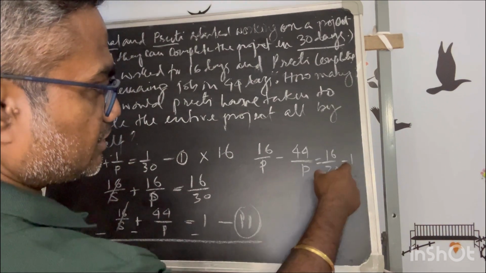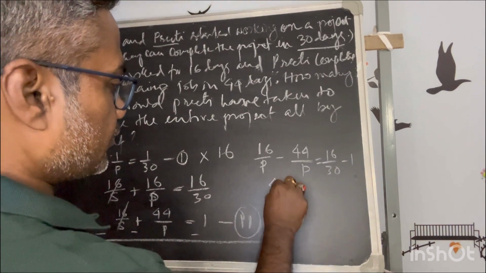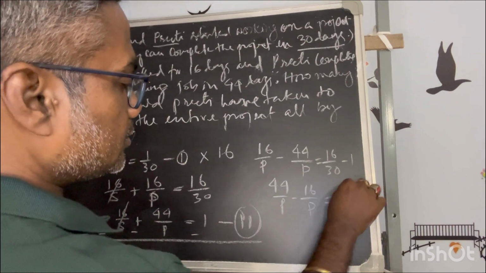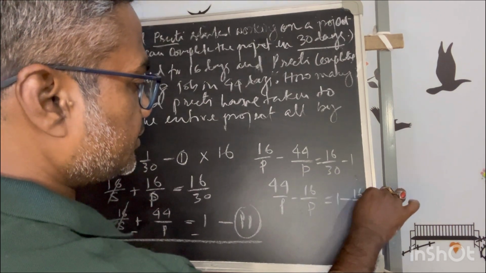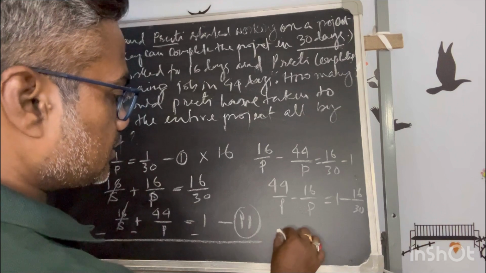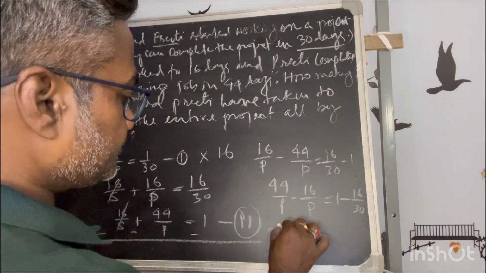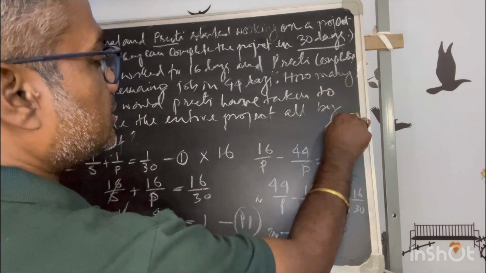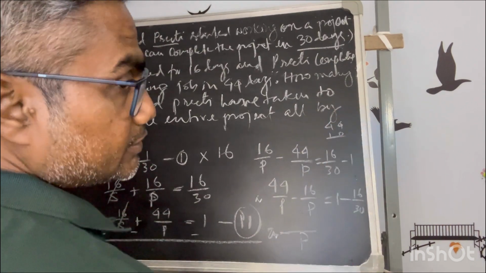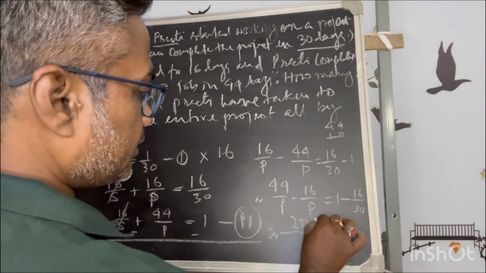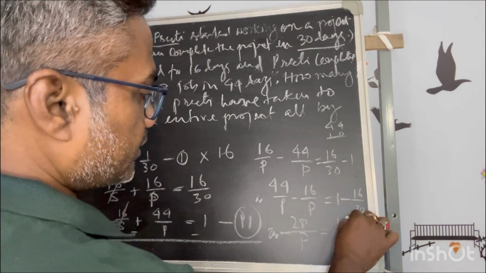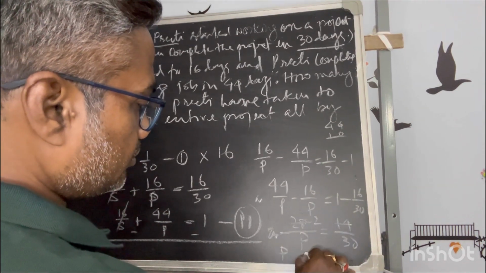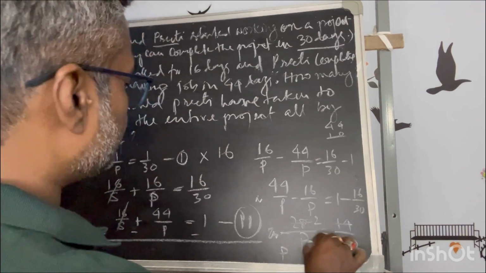Now you see 16 by 30 is less than 1, so you have to reverse. So 44 by p, if I reverse the equation, this side also will reverse. This is very simple, I need not explain much. So 44 minus 16 is how much? 28. Is it so? 28. This is equal to 14 by 30. Now cancel this. Now p is equal to how much? 60.